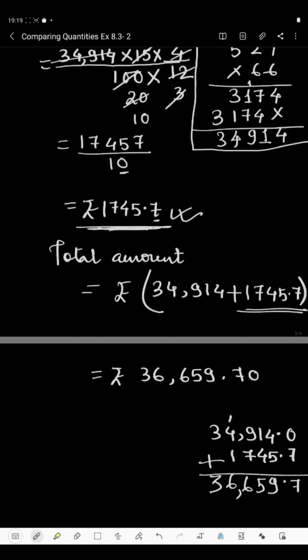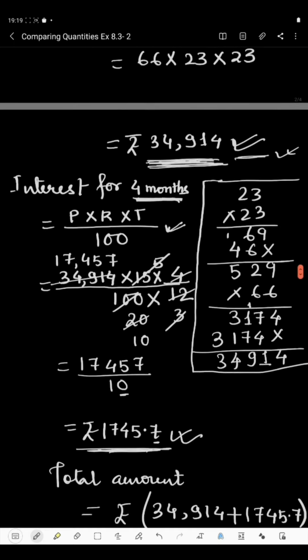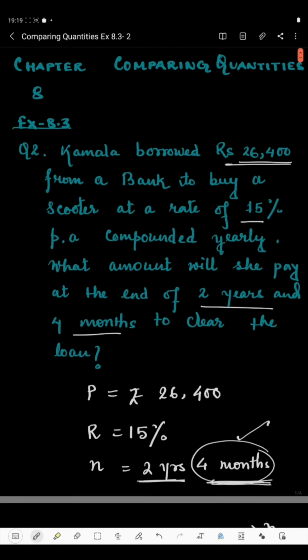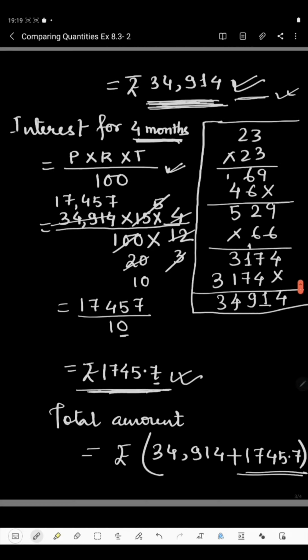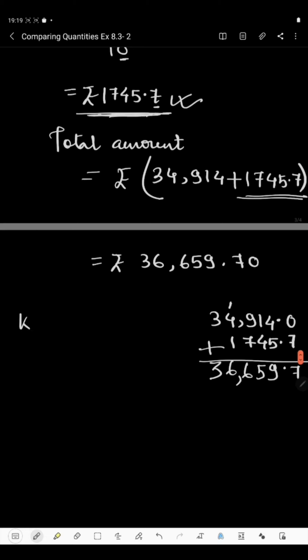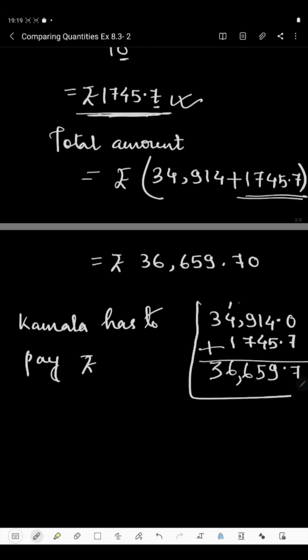So it is 36,659.70. The question was what amount will she pay at the end of 2 years 4 months. So we will write Kamla has to pay rupees 36,659.70.